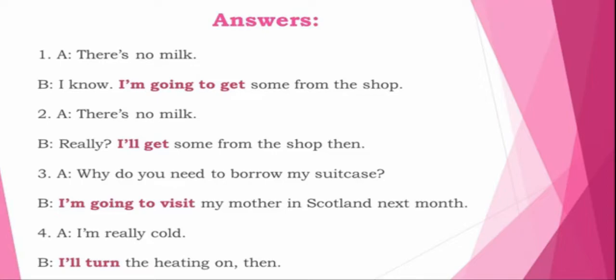Number 2, there is no milk. Really? I'll get some from the shop. So in number 2, we used simple future with will because it is a decision made at the moment of speaking. So for example, the person said, really? So he didn't know that there is no milk before. Okay? So that's why he uses a simple future with will. Really? I'll get some from the shop then.